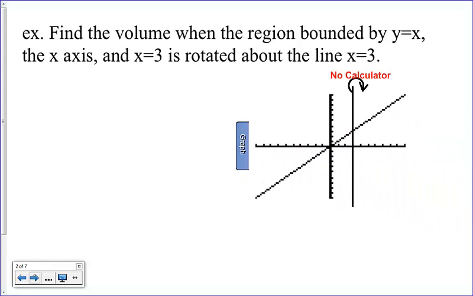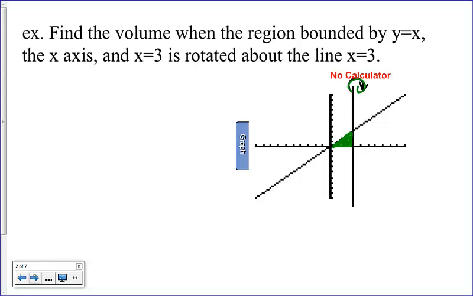Y equals x and x equals 3 are graphed. And you're finding the area bounded by y equals x, the x-axis, and x equals 3. So you're going to have this triangular region here. And it's almost like a perfect triangle. And you're going to be rotating about the line x equals 3.